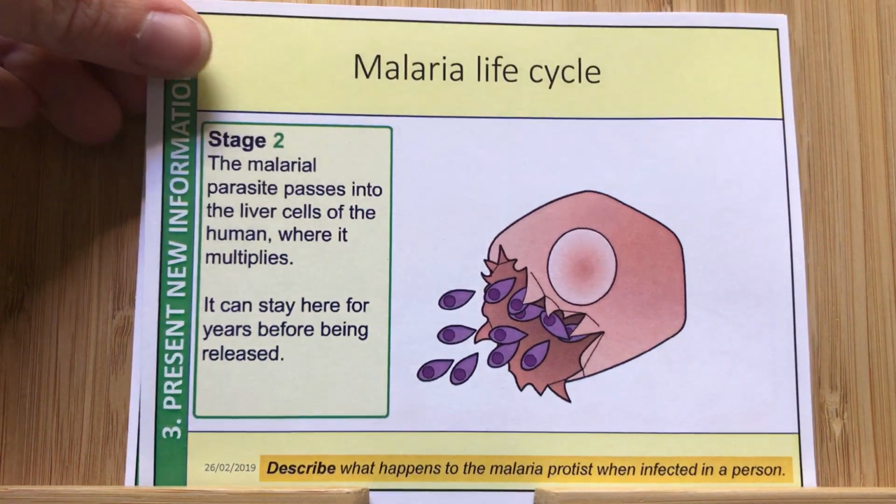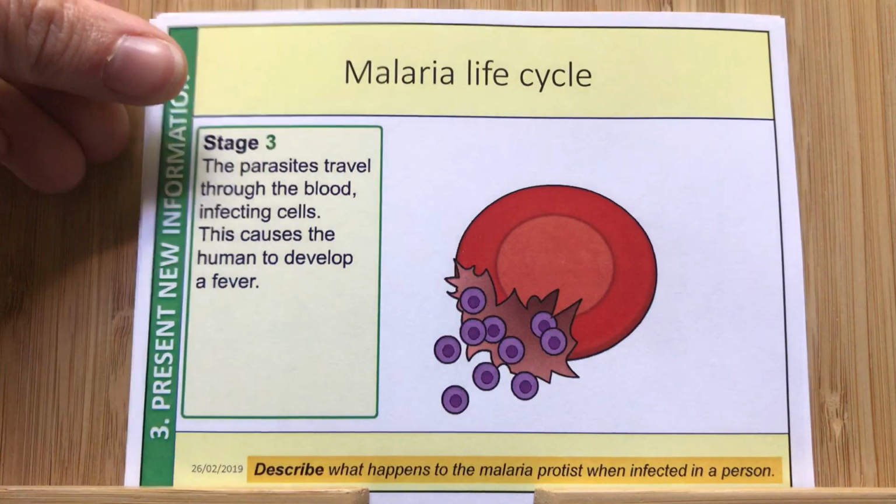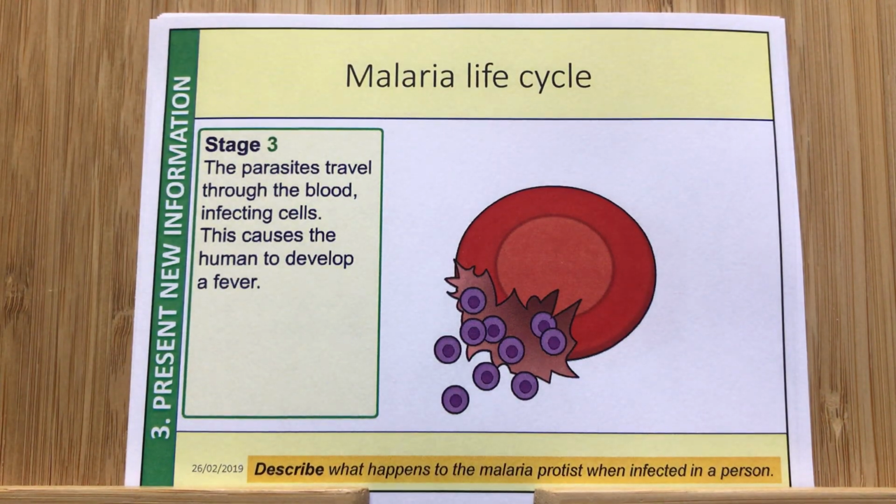The malaria protist, the parasite, then makes a beeline for the liver cells. In the liver cells of the human, it multiplies rapidly, but it can actually stay there dormant, not affecting the person for quite a number of years. Eventually, those malaria parasites will explode out of the liver cell, run through the blood, and then infect the red blood cells. Again, they multiply in the red blood cells, and then they burst out of those as well. This will cause the fever.